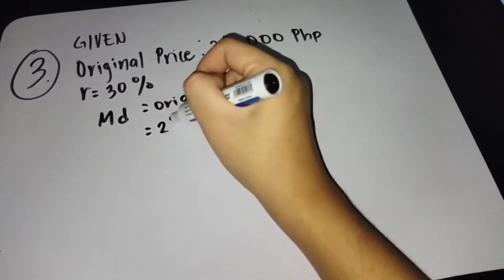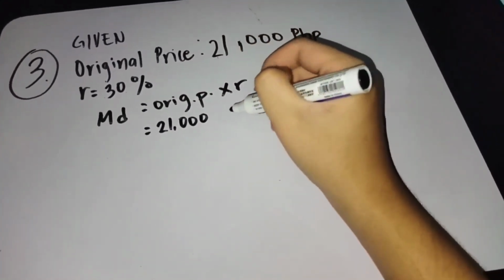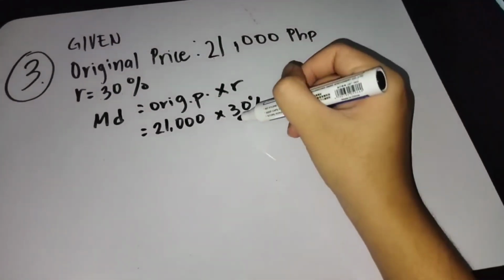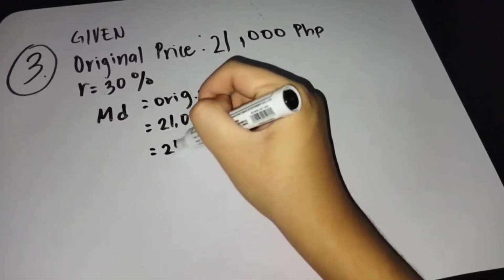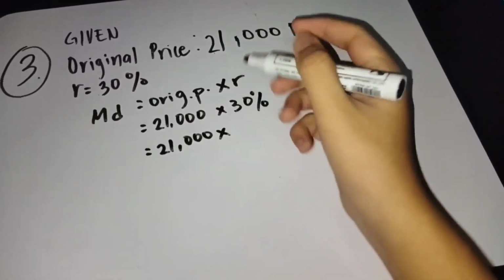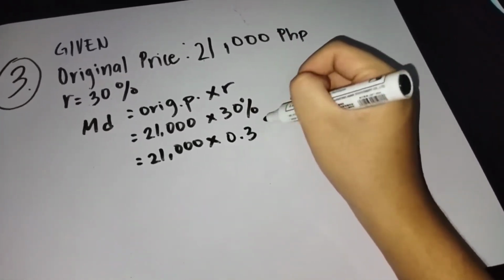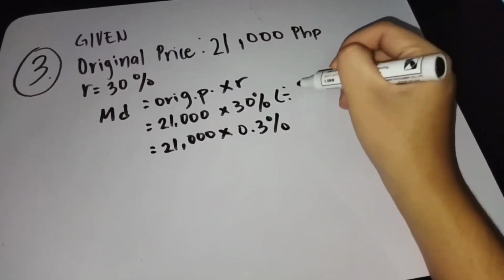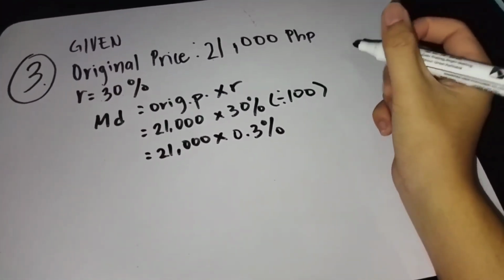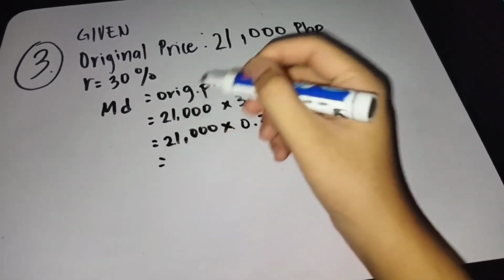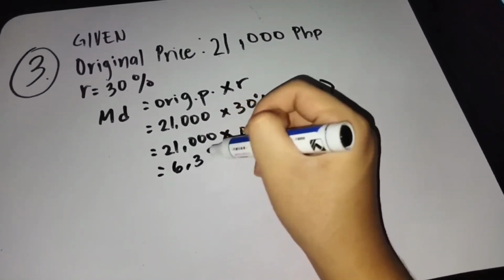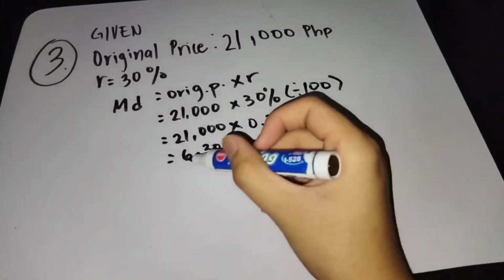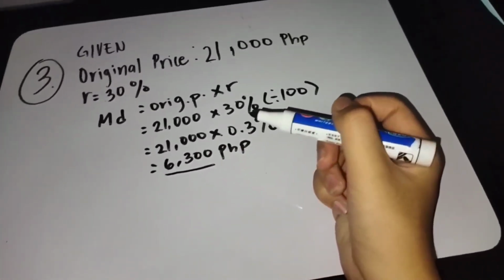So, that would be 21,000 times 30%. But again, need pa natin i-convert yung 30%, so that would be 21,000 times 0.3. So, dinivide lang natin siya sa 100 ulit. Ayan. So, ang magiging total nun is 6,300 PHP. So, ang total markdown natin is 6,300.